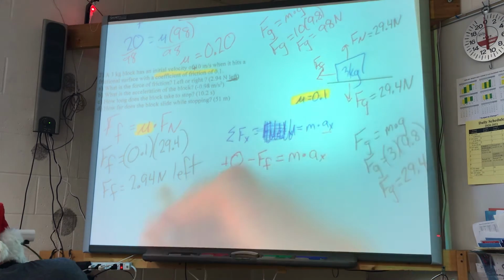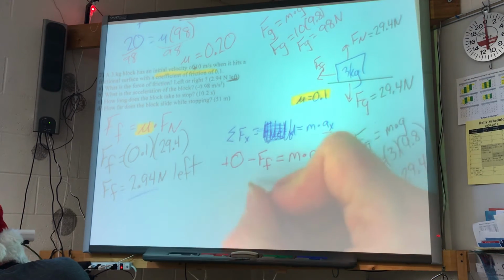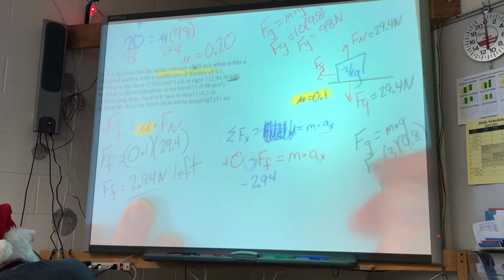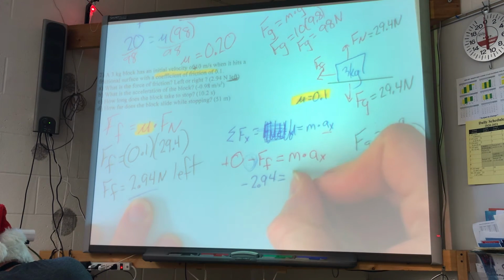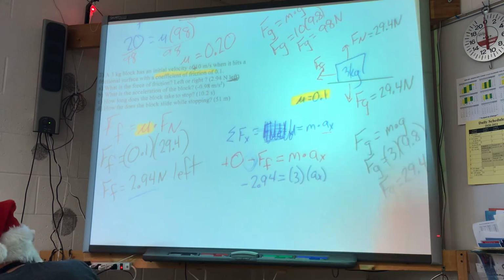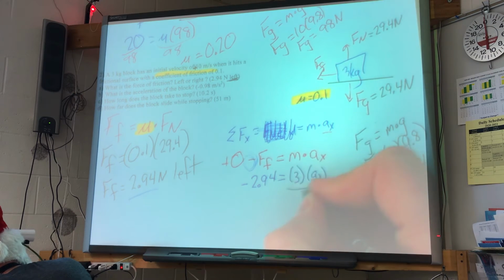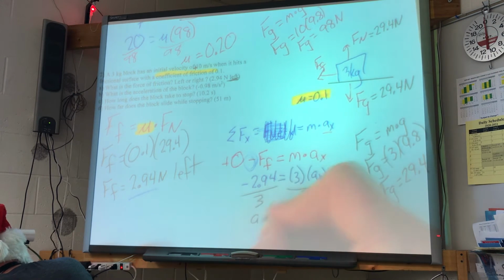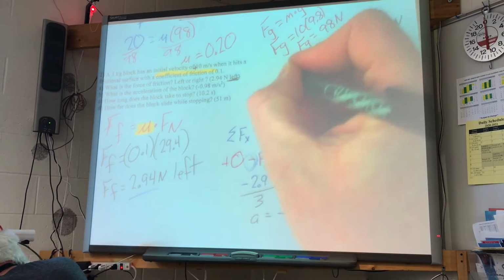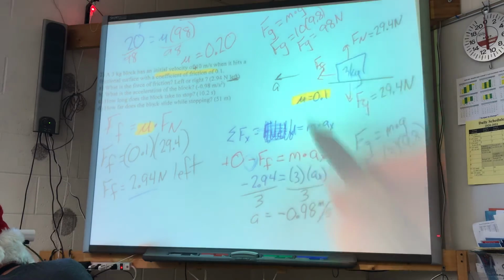We can fill in numbers. We just determined f of f, so this is going to be minus our 2.94 because we subtract our left, that's why that's a minus, is equal to the mass, which is 3, times acceleration in the x direction. Divide by 3, divide by 3. My acceleration in the x direction is going to be negative 0.98 meters per second squared. My acceleration is going to be to the left because my forces are unbalanced to the left.